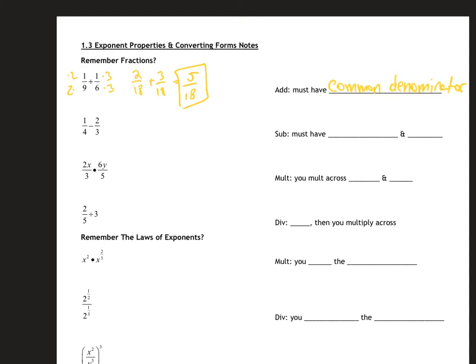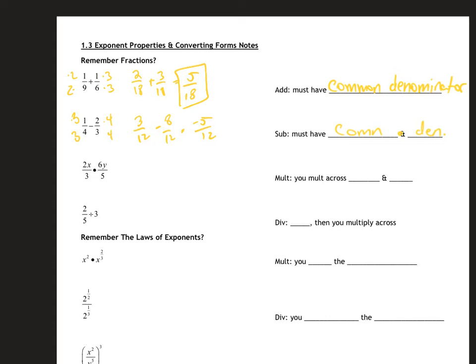Subtraction, same thing. Must have a common denominator. I'm just going to abbreviate this because it's above it. Same thing, 4 and 3. Good common denominator with 4 and 3 is 12. So I'm going to times this by 3. This one by 4. So I have 3 times 1 is 3 over 12 minus 8 over 12. You end up getting negative 5 over 12.